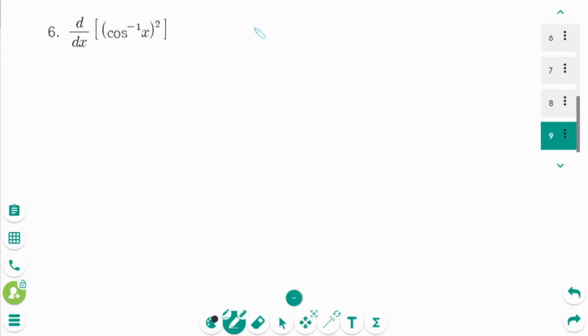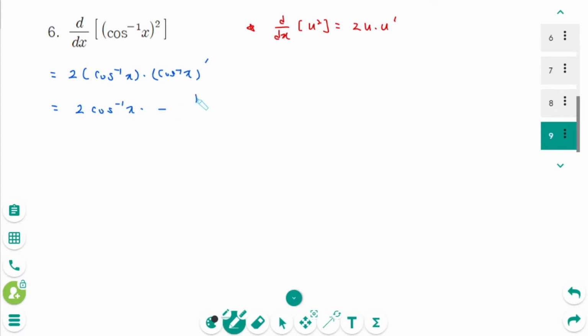Question 6. Think of it as d dx of u squared equals 2u times u prime. Back to the original, equals 2 times arc cosine of x times arc cosine of x prime, equals 2 arc cosine of x times minus 1 over square root of 1 minus x squared, equals minus 2 arc cosine of x over square root of 1 minus x squared.